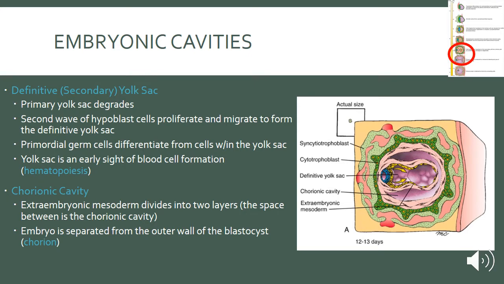The next cavity we form is the chorionic cavity. So that extraembryonic mesoderm that was derived from the hypoblast cells divides into 2 layers, and the space in between them becomes the chorionic cavity. And that separates the embryo from the outer wall of the blastocyst.